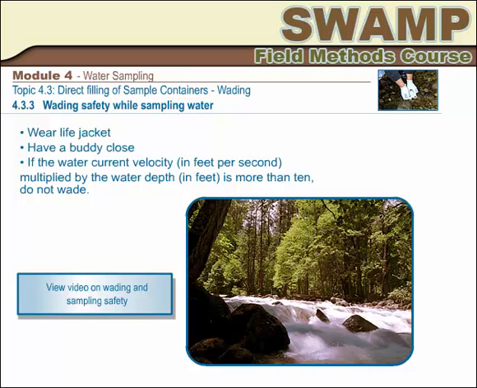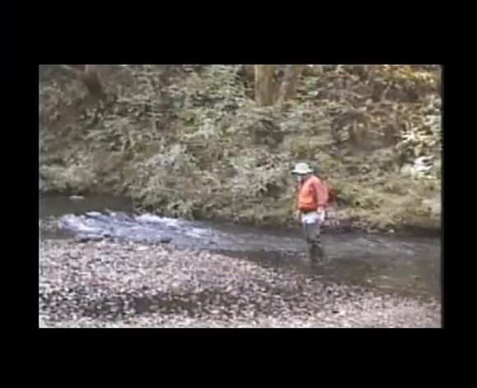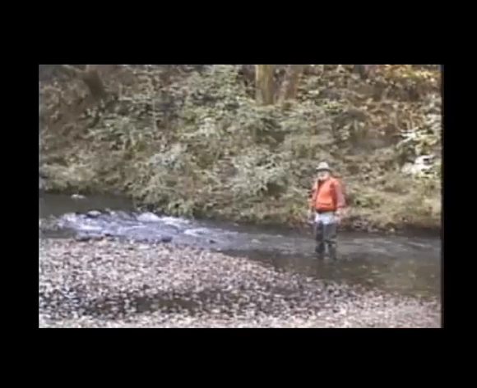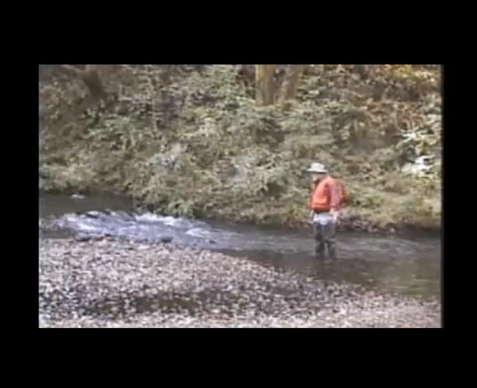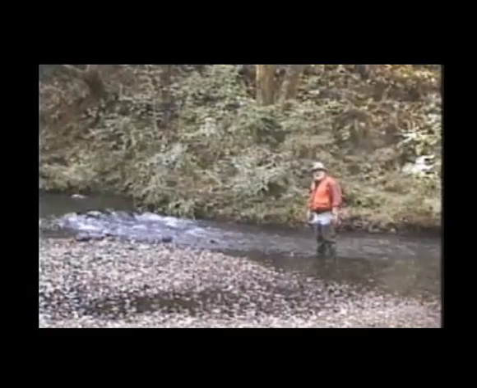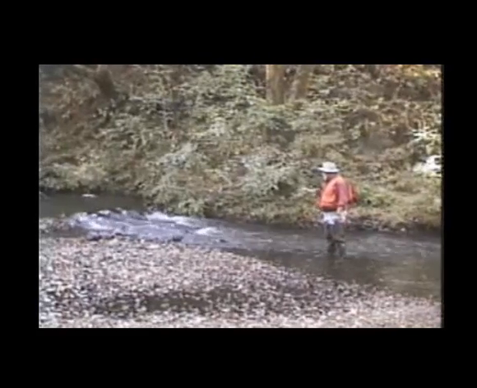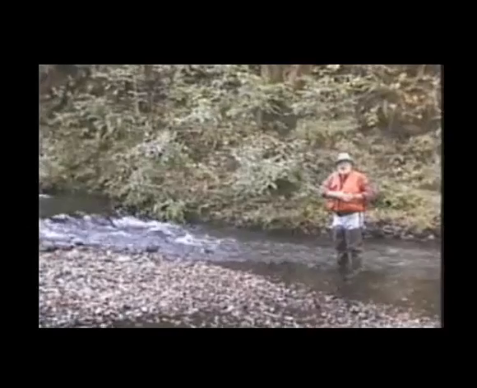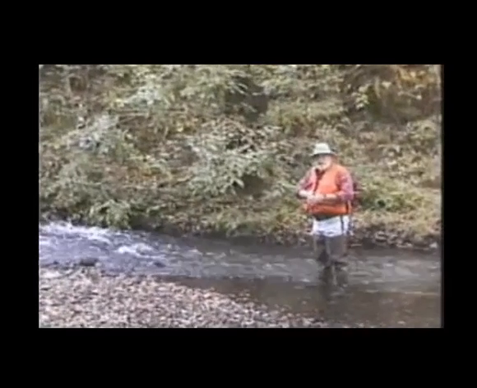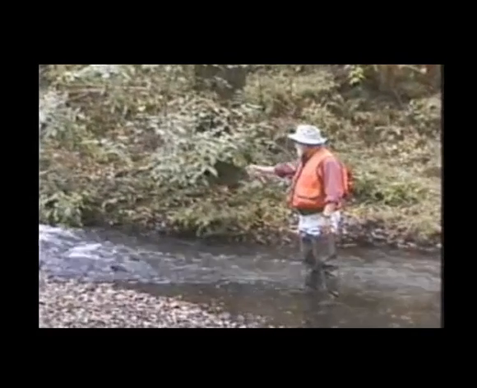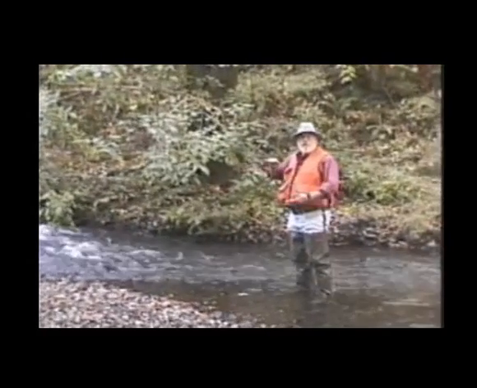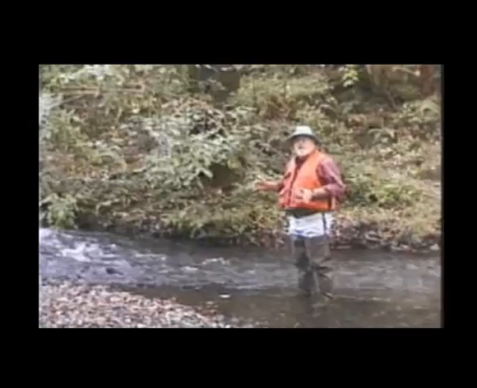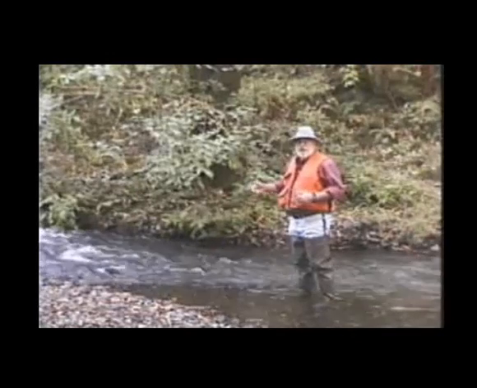Click on the button to view a video on sampling safety. One of the important things we need to know is whether or not it's safe to wade in any given watercourse. So there's a rather easy formula that we can use: if we take the depth of the water multiplied by the velocity, and if that is greater than 10, it is unsafe to wade. So in a riffle, even though the water is very shallow, if it's moving very quickly, it could be very unsafe. So we need to take that into account before we decide to enter the water and take a sample.